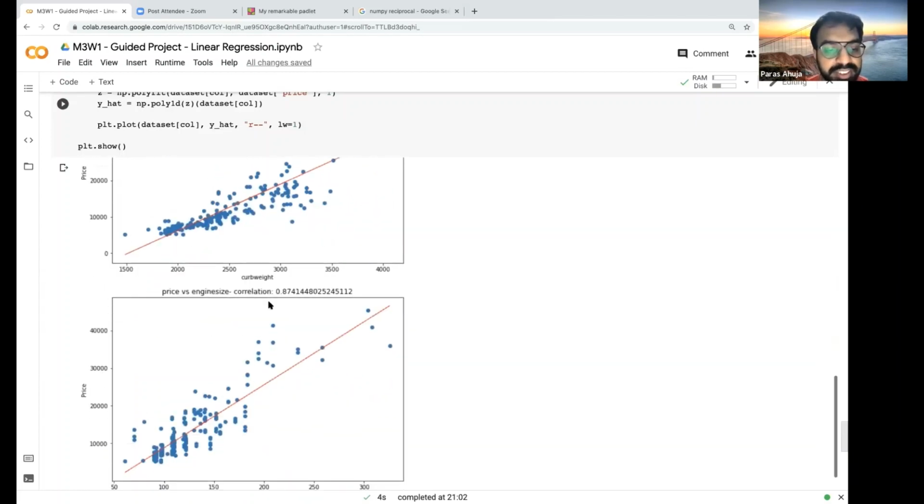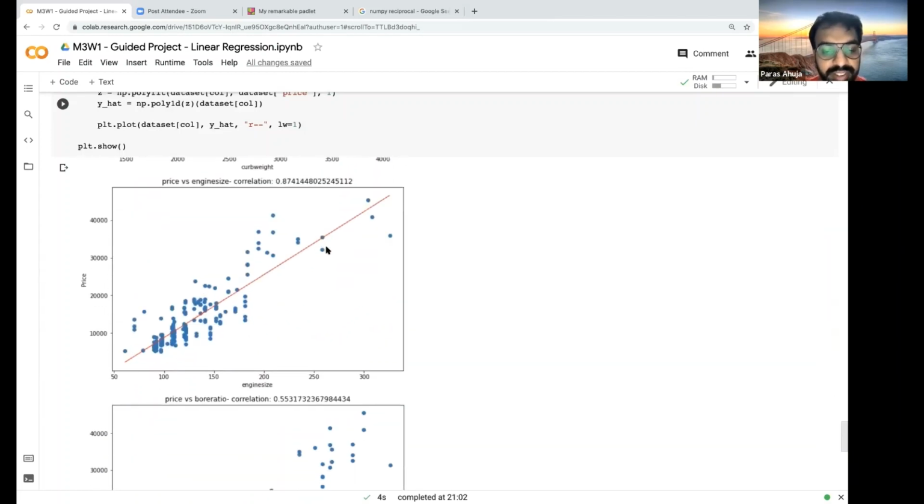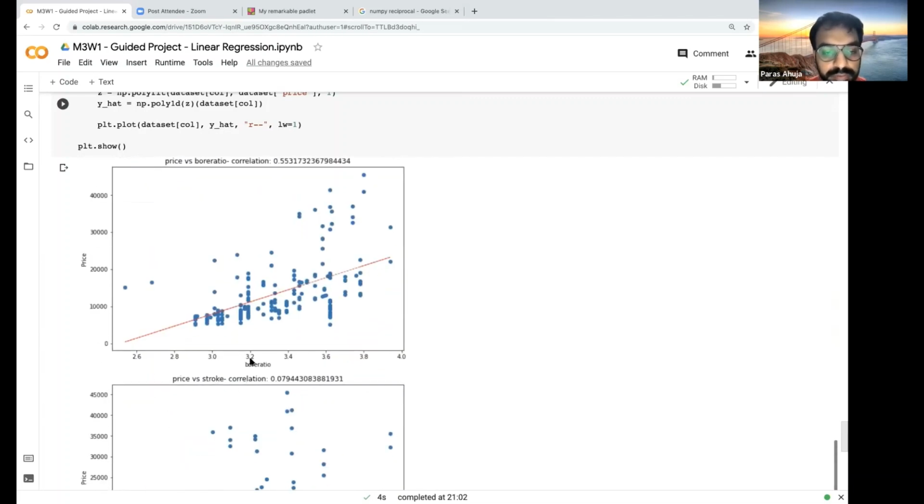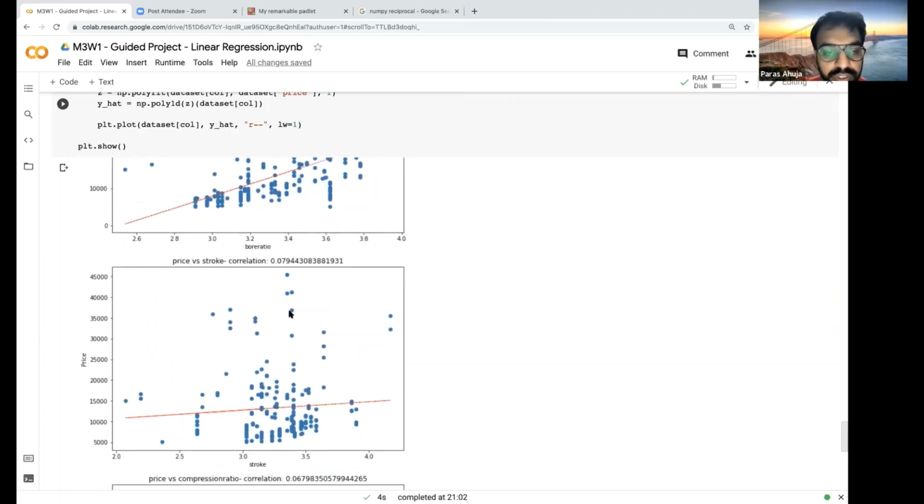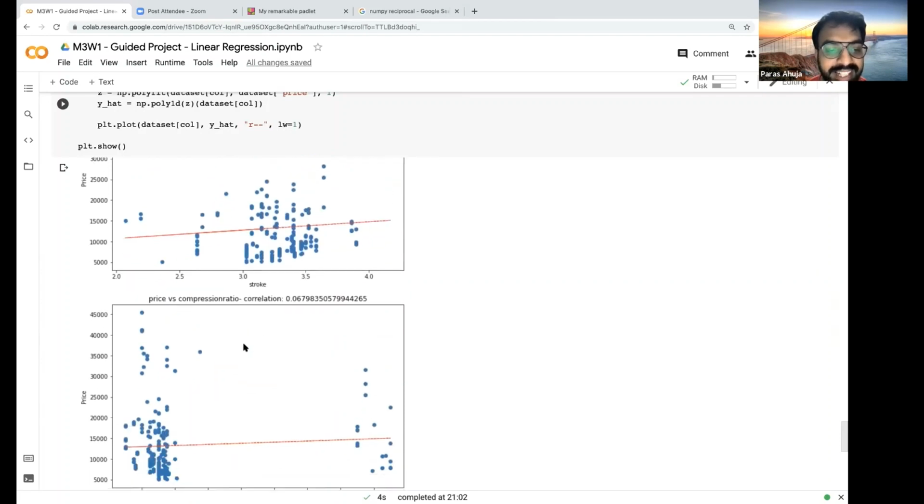Next comes engine size. Again, same. You can see the bore ratio, and similarly stroke, not that much correlation, right? And why are we doing this analysis with price? Anyone?